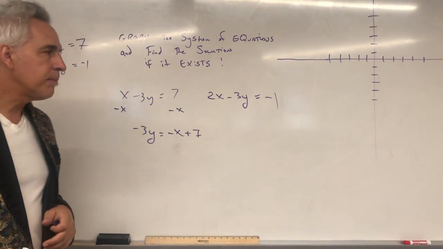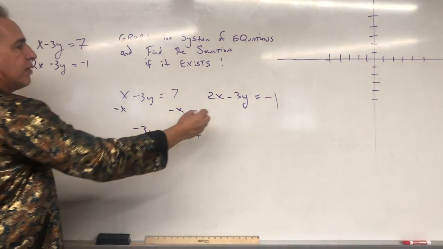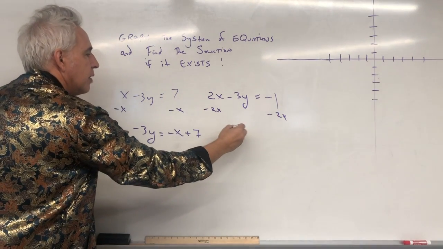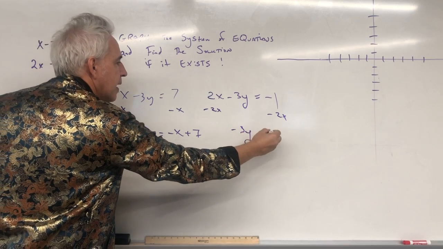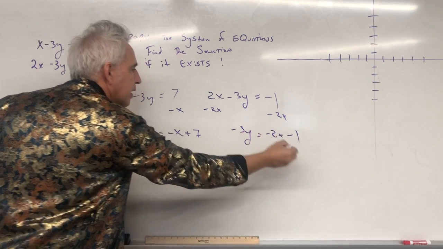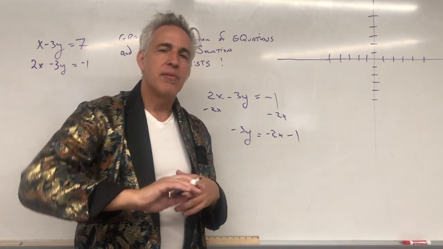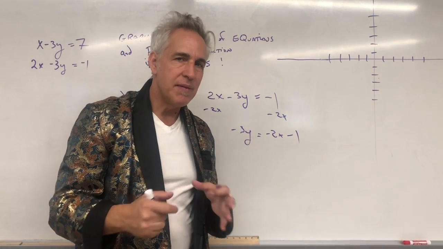The second equation, we want to subtract 2x on both sides. And then we're left with minus 3y equals minus 2x minus 1. Again, we want to keep the x close to the equal sign and the number to the right of that. So that's the mx plus b format.